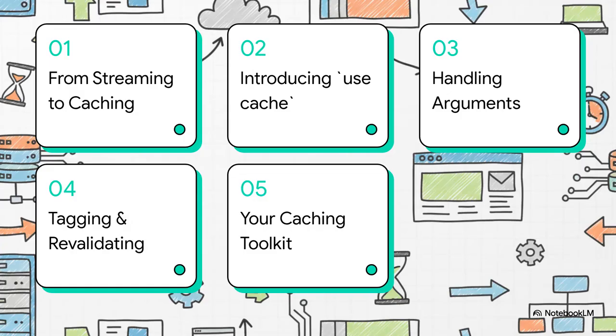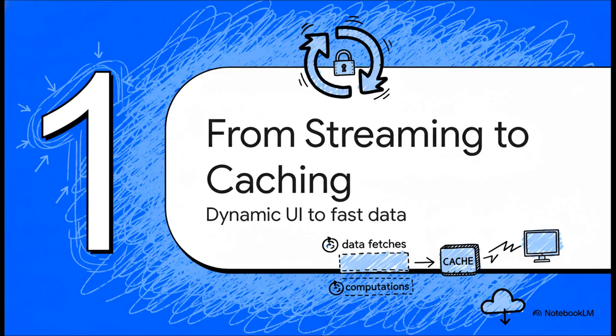So here's what's on deck. We'll kick things off by connecting the dots from our last discussion on streaming. It all ties together, you'll see. Then we'll properly introduce use cache, get into the nitty-gritty of how to handle function arguments with it, and finally, learn how to take total control of your cache with tagging and revalidation. By the end, you'll have everything you need. All right, let's kick things off.